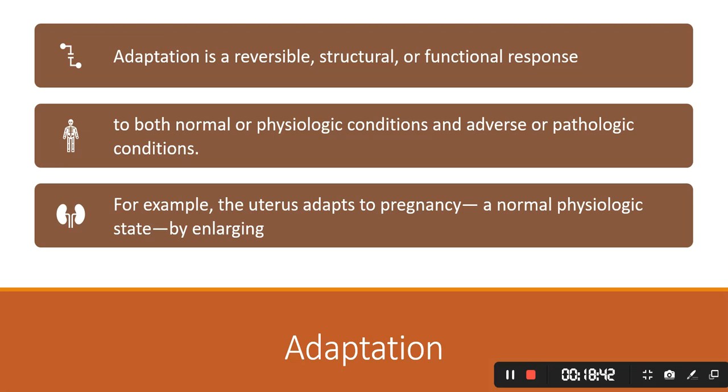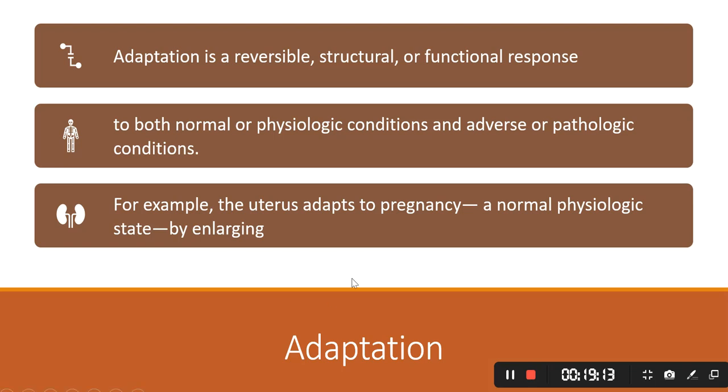Now, coming to the first portion, when the cell gets a stress, it has adaptation. So what is adaptation? Adaptation is a reversible structural or functional response to both normal or physiological conditions and adverse or pathological conditions. So we know stress can be normal also sometimes. Okay, not every time it is something disease related. Sometimes it is normal also. So the ability of a cell to adapt to those conditions is called cellular adaptation.